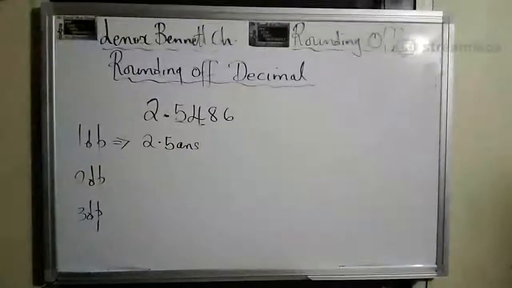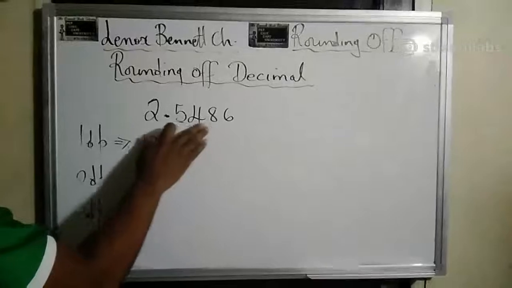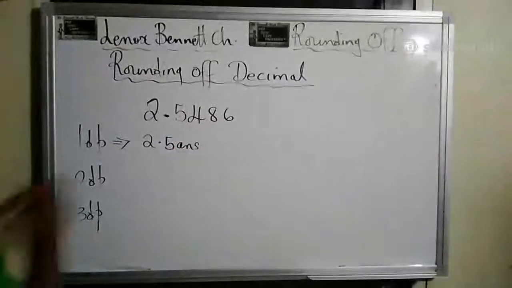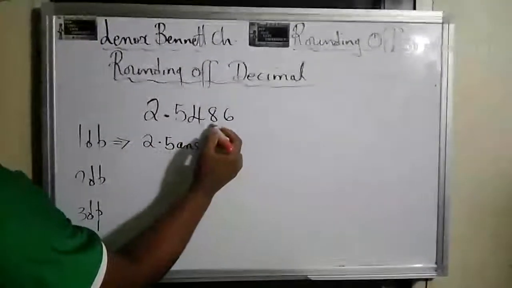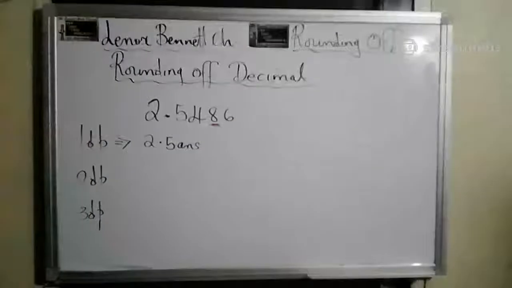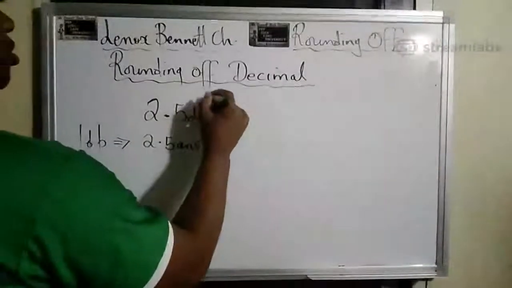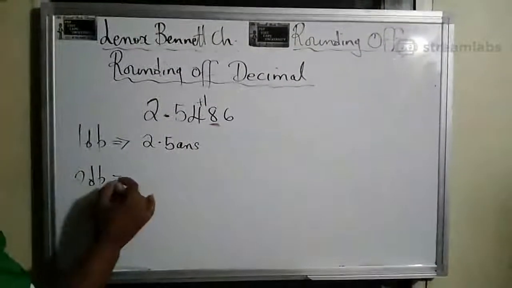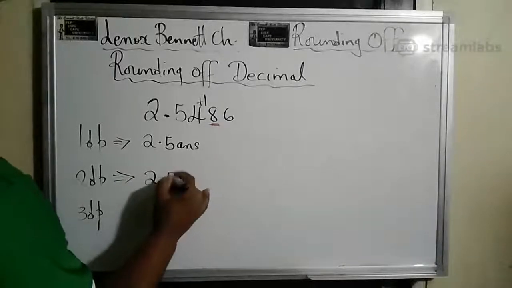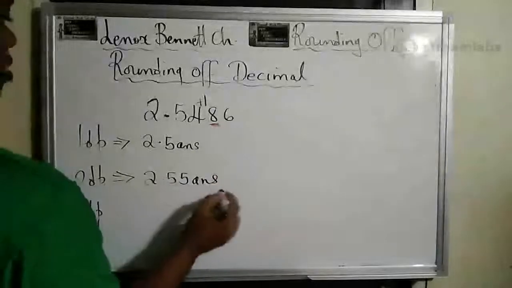Let us go to 2 decimal places. We go to the number that we want to round off, and then we go to its immediate right. So this one is 8, alright? Let us see if 8 is greater than 5. It is greater than 5, so we add 1 to the 4, so that would equal 2.55, and that would be our answer.